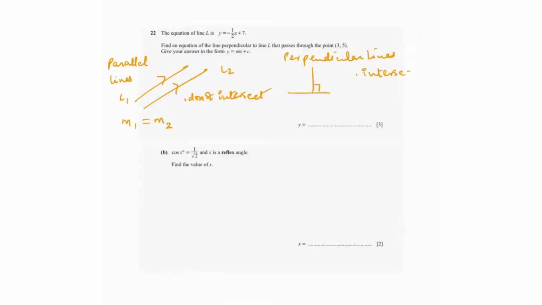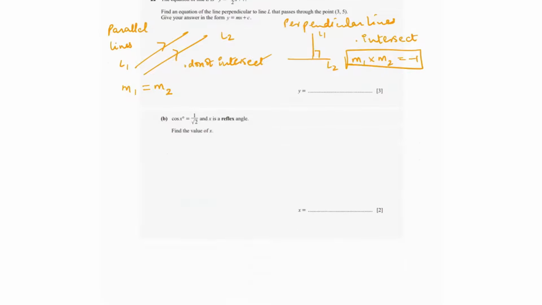So when you talk about perpendicular lines, you need to remember that gradient of line 1 times gradient of line 2 will always equal -1. So when you get a question for perpendicular lines or parallel lines, you need to know about the gradients. For parallel lines, the gradients are going to be the same. For perpendicular lines, both the gradients multiply and give a -1. So that's important for coordinate geometry.